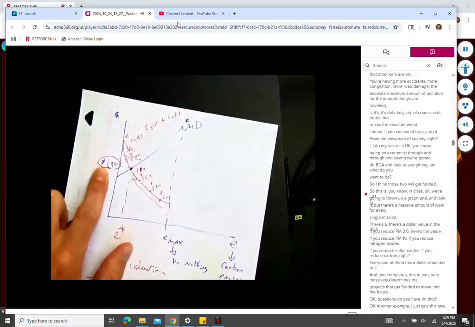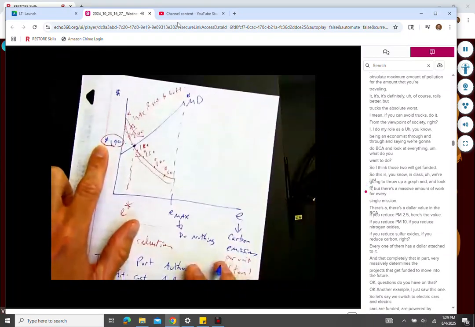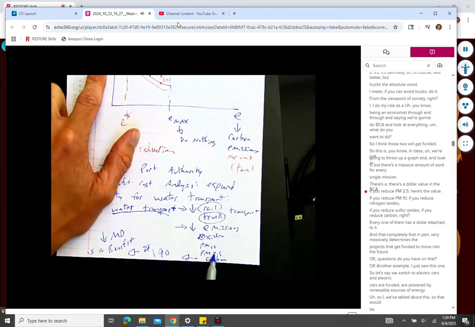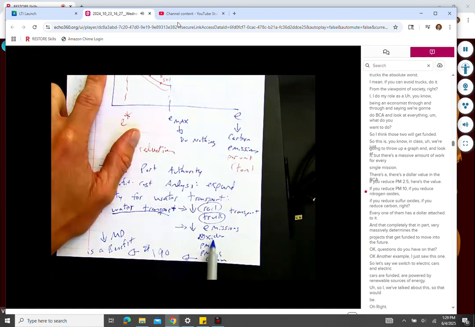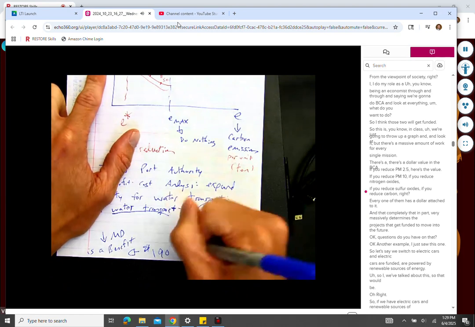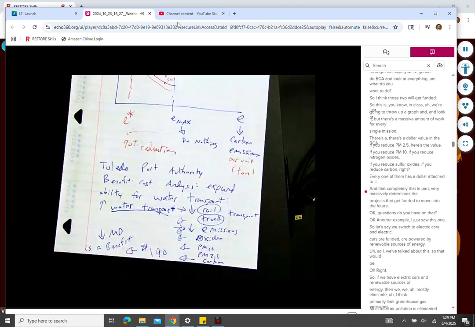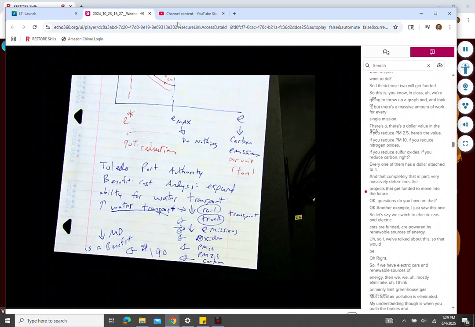So in class, we're just going to throw up a graph and look at it, but there's a massive amount of work for every single emission. There's a dollar value in the BCA. If you reduce PM2.5, here's the value. If you reduce PM10, if you reduce nitrogen oxides, if you reduce sulfur oxides, if you reduce carbon, right? Every one of them has a dollar attached to it. And that in part very massively determines the projects that get funded to move into the future.